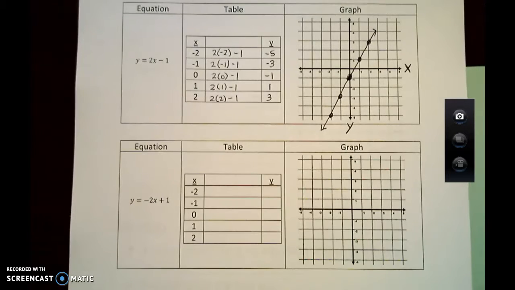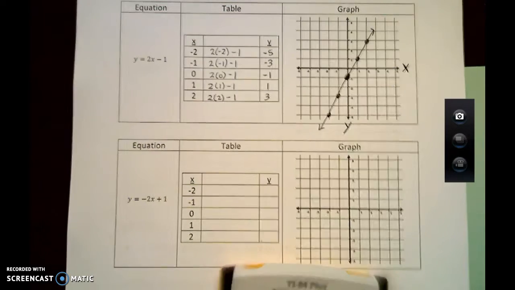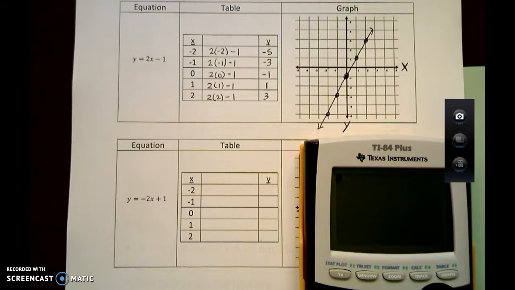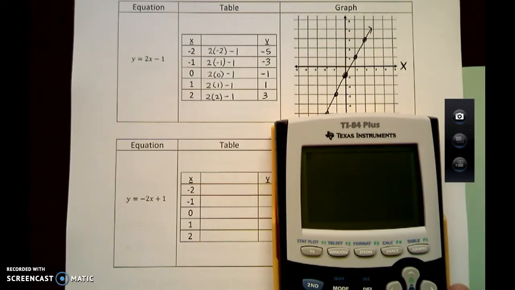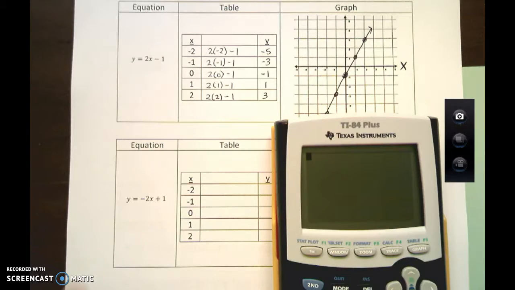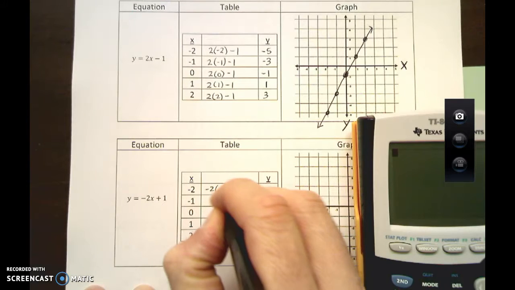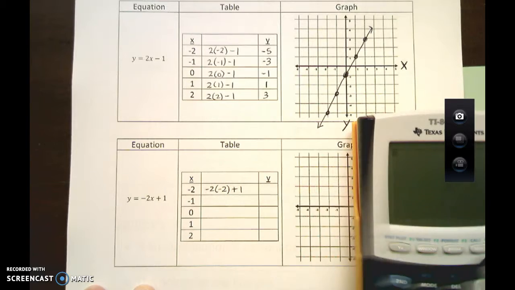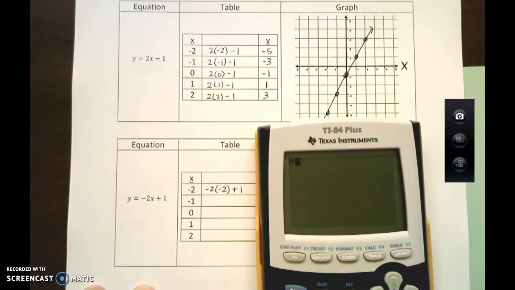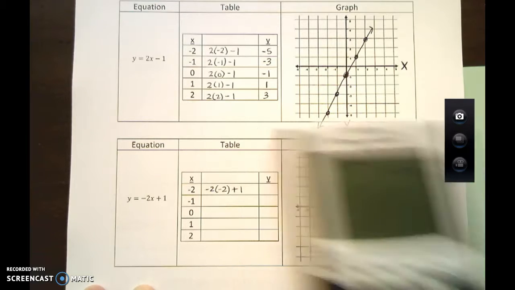Okay, let's look at the next example. Same idea. We're going to take our x values and plug them in into our equation. Let me show you what that looks like on the calculator. Let me see if I can brighten up the screen so we can see the calculator as well. Okay, so I'm going to plug in my values. This time I have negative 2 times negative 2 plus 1. So on my calculator, I do negative 2 times negative 2 plus 1. So my y value there is 5.